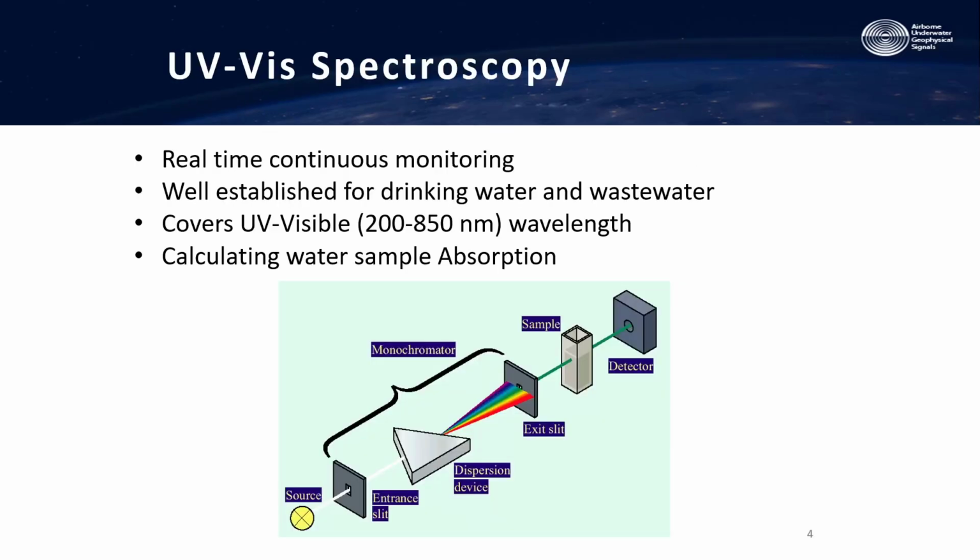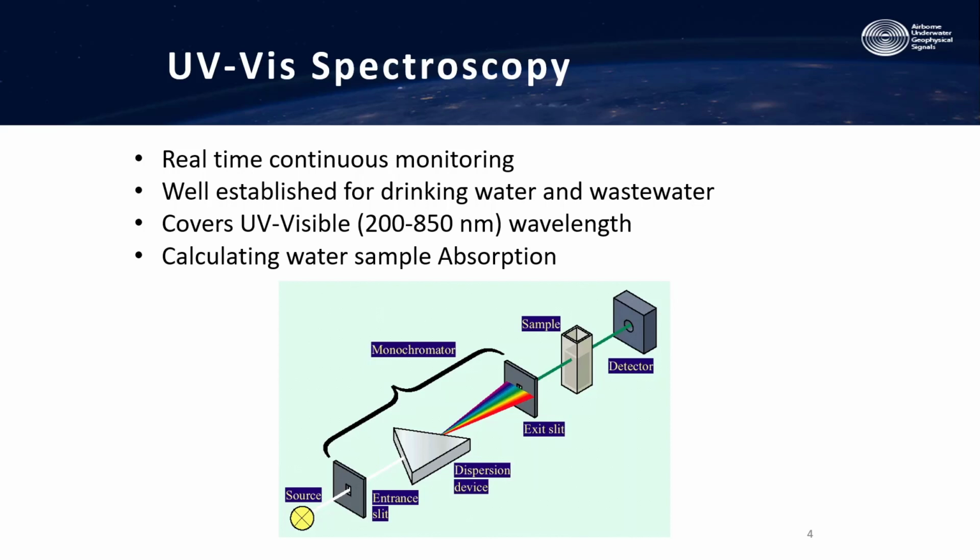One of the candidates for the automated method that the industry has been looking into is ultraviolet visible spectroscopy. UV-Vis spectroscopy is a well-established technique for real-time analysis of contaminants in finished drinking water and wastewater.